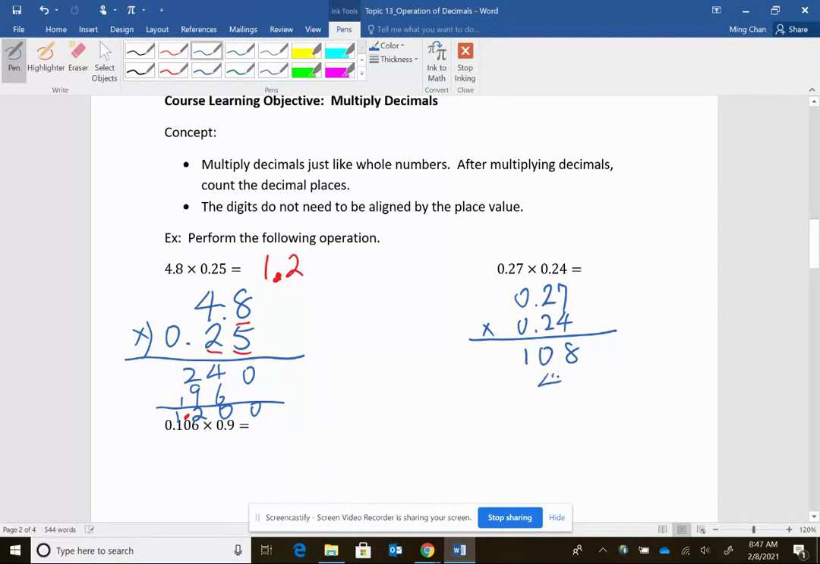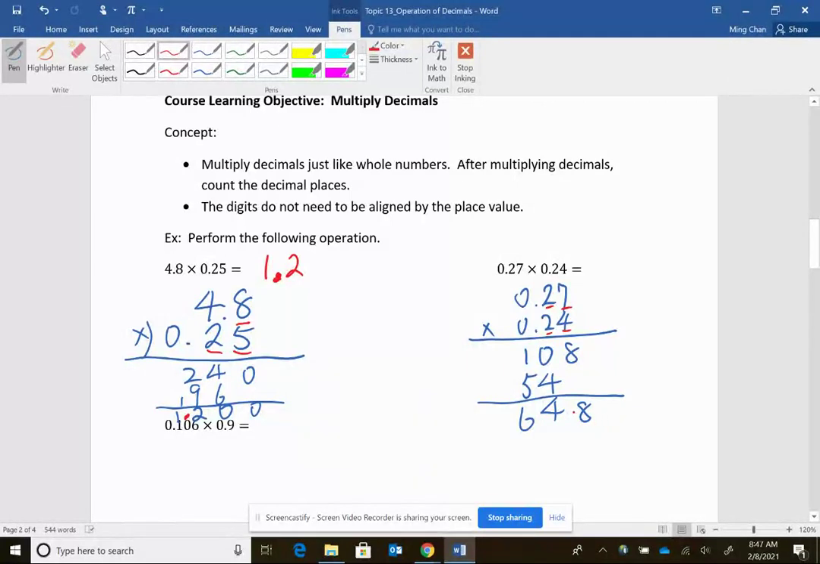2 times 7 is 14, carry 1. 2 times 2 is 4, plus 1 is 5. All right, add them up: 8, 4, 6. So this time, 0.27 and 0.24, each one has 2 decimal places. So that means altogether I need to count back 4 places.